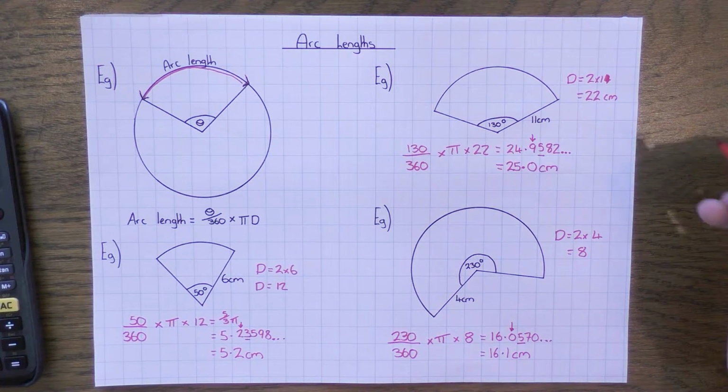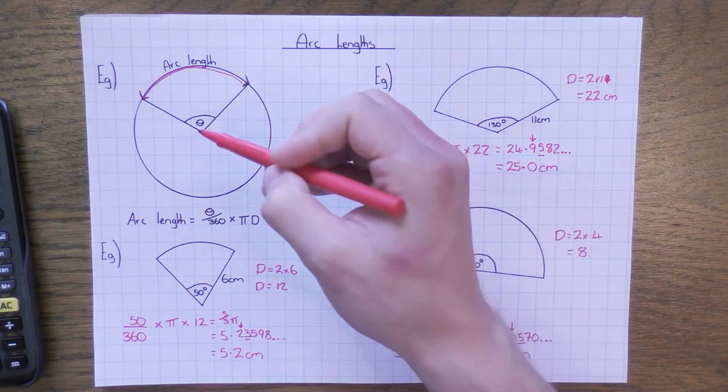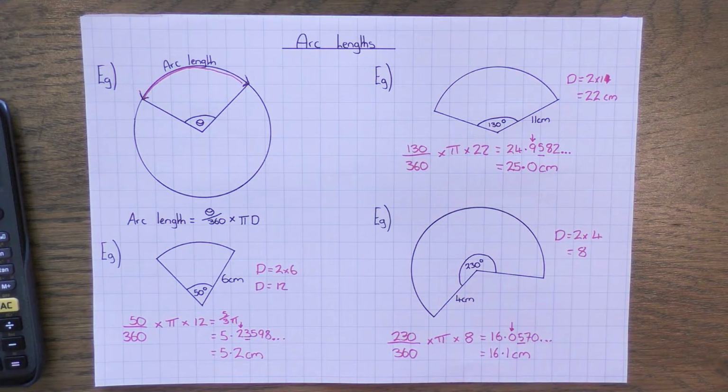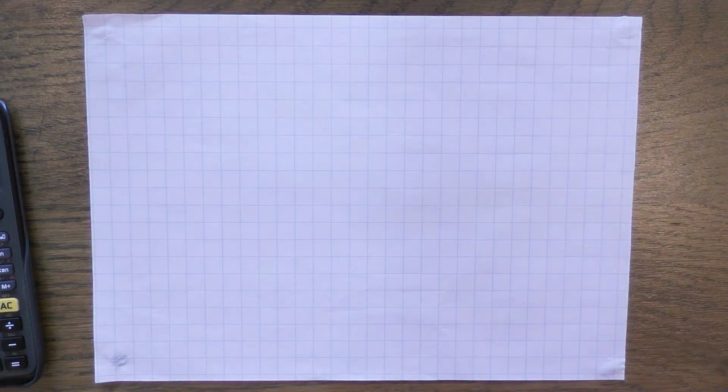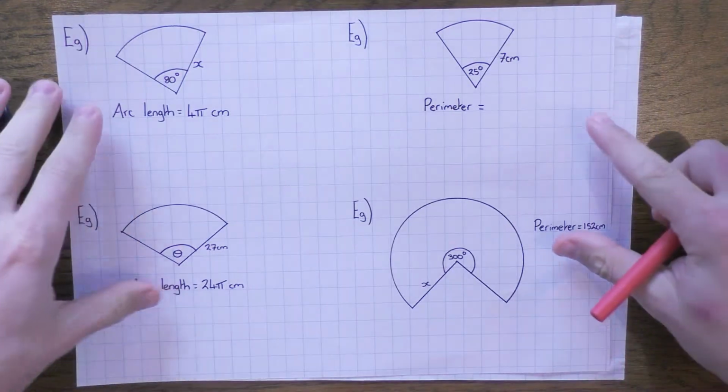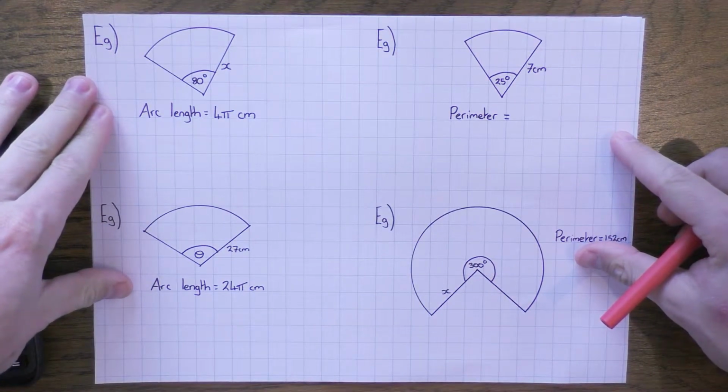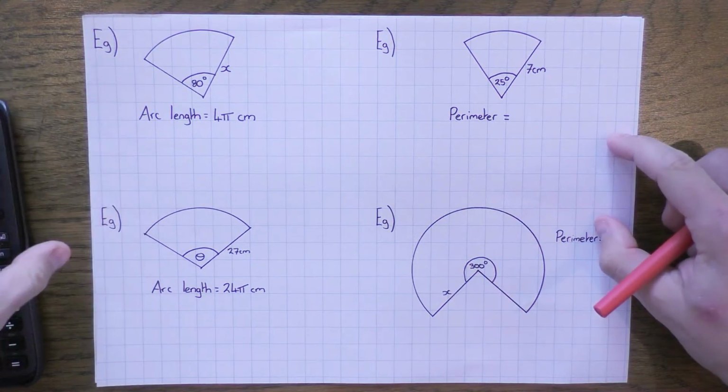Let's have a look at how we can find the radius and find an angle if they're missing when we're told the arc length. So a bit trickier, a bit more fun as well. Here we go then. So here's 4 examples. It does get a bit tasty down here as well.